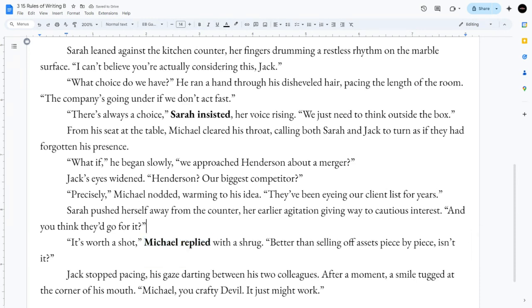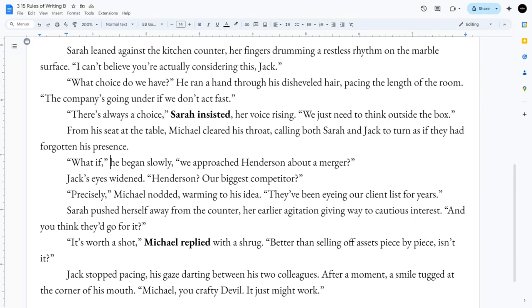There's two dialogue tags, and it moves fluidly. I could have easily been like, I can't believe you actually considered this, Jack, Sarah said. What choice do we have? He replied, the company's going under if we don't act fast. There's always a choice, Sarah insisted. We just need to think outside the box.